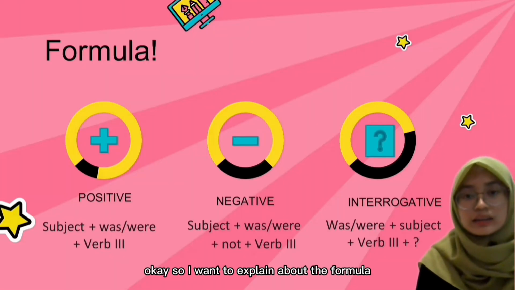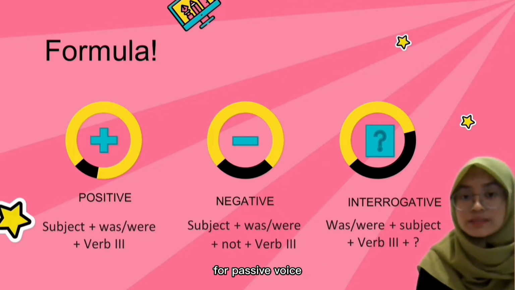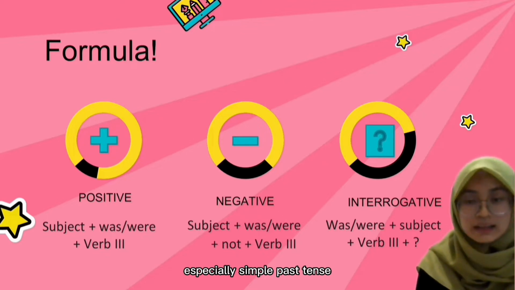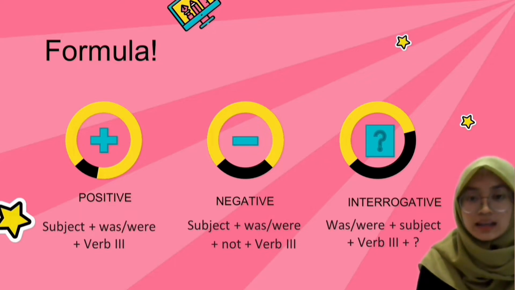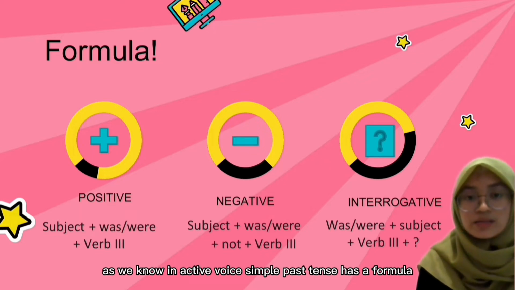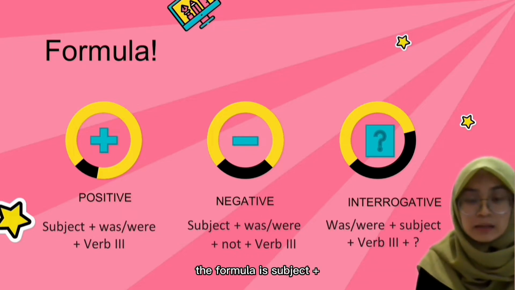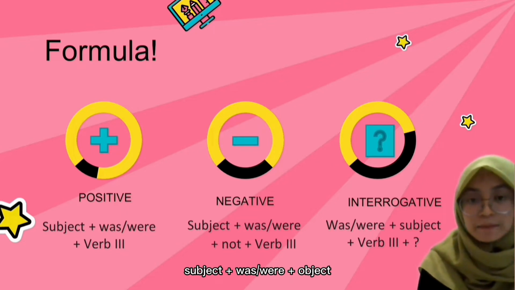Okay, so I want to explain about the formula for passive voice, especially simple past tense. Okay, first is the positive sentence. As we know, in active voice, simple past tense has a formula. The formula is subject plus verb 2 plus object, or subject plus was/were plus object.